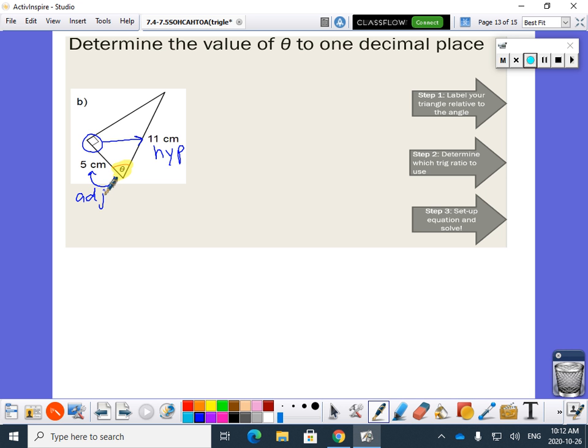Okay, do you see how that works? Yes, this is the opposite, but there's nothing there, so it's not one of our values that we have. We do have opposite the right angle, which is hypotenuse, and we do have next to theta, which is adjacent. Step number 2, figure out what trig ratio. So if we have adjacent and hypotenuse, which ratio is it? Cos, good. So cos theta equals adjacent over hypotenuse.